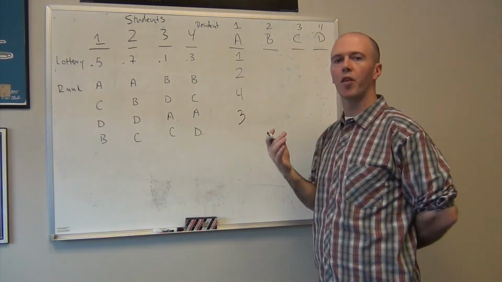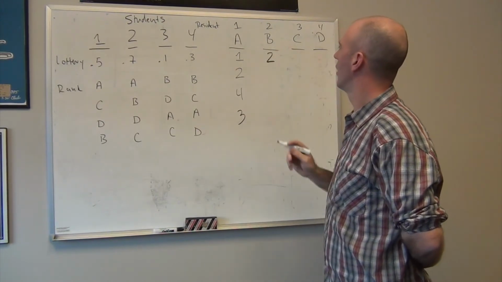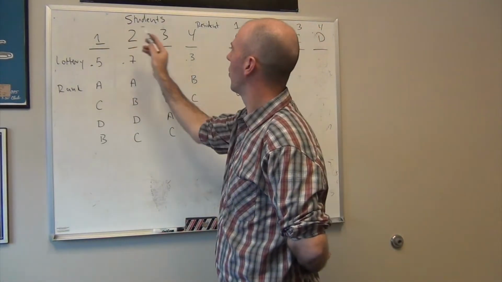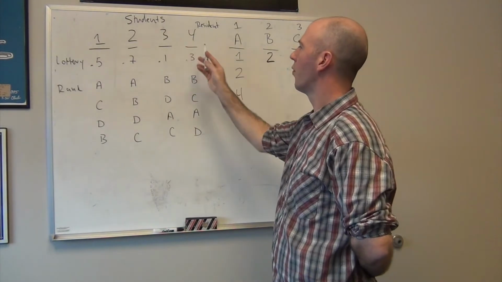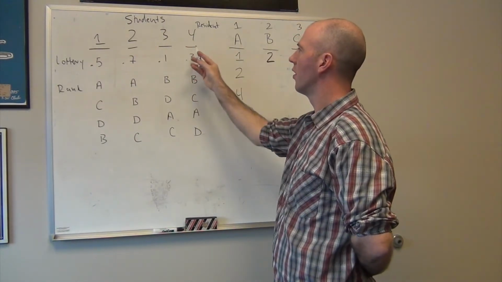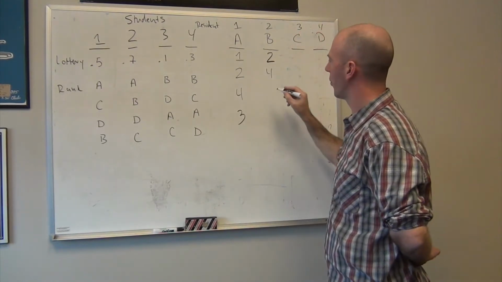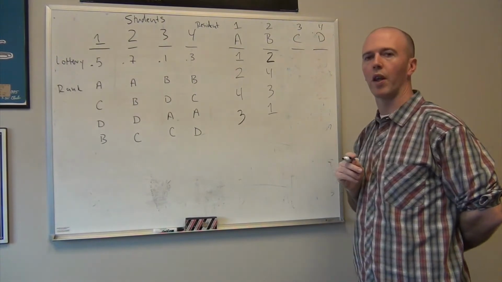Let's do the same thing for B. First is always the neighborhood student. B's neighborhood student is 2. Now we're looking at 1, 3, and 4, and we're asking who ranks B the highest. 3 and 4 both rank B first. 4 has the higher tiebreaker. So 4 is ranked next, then 3, and finally 1 is ranked last.